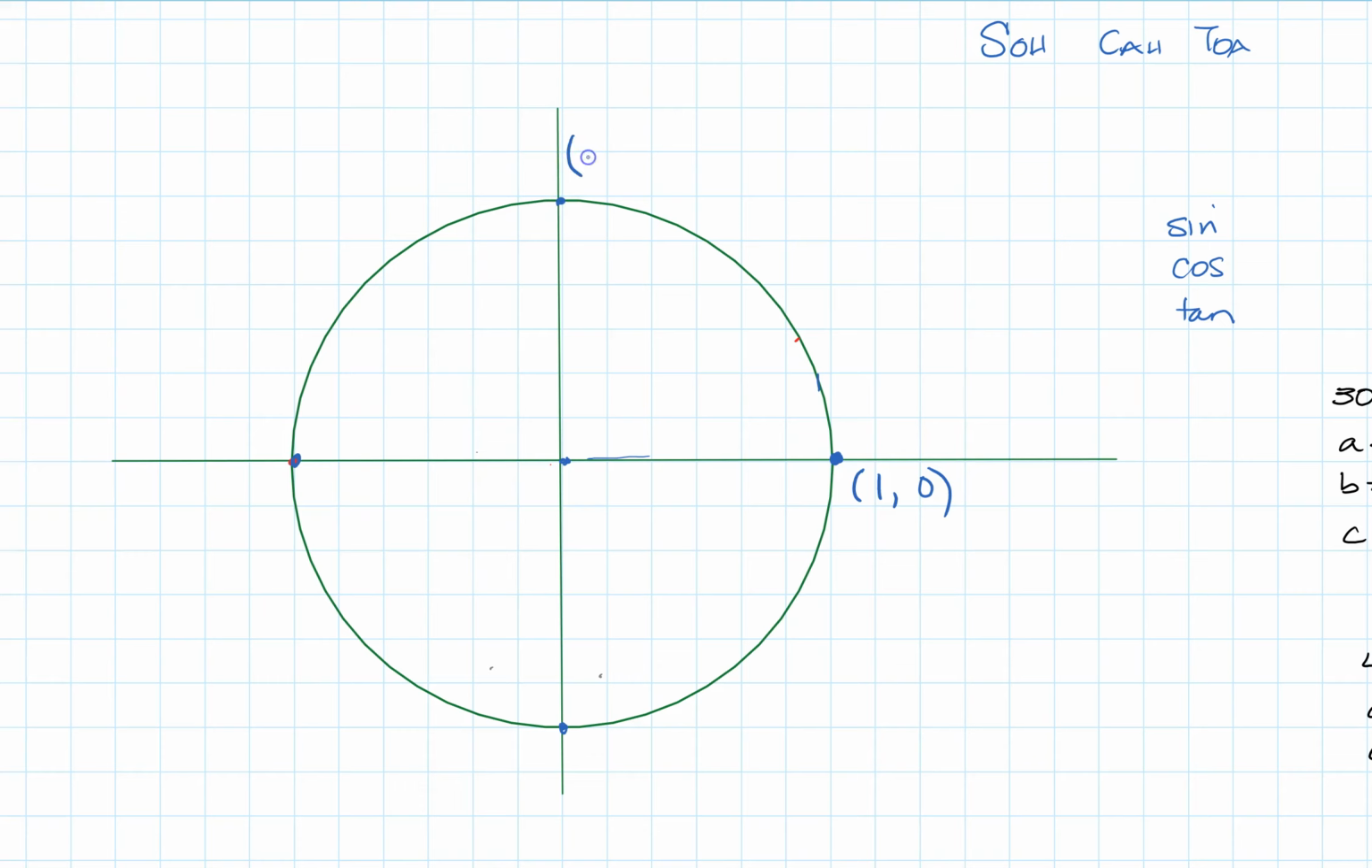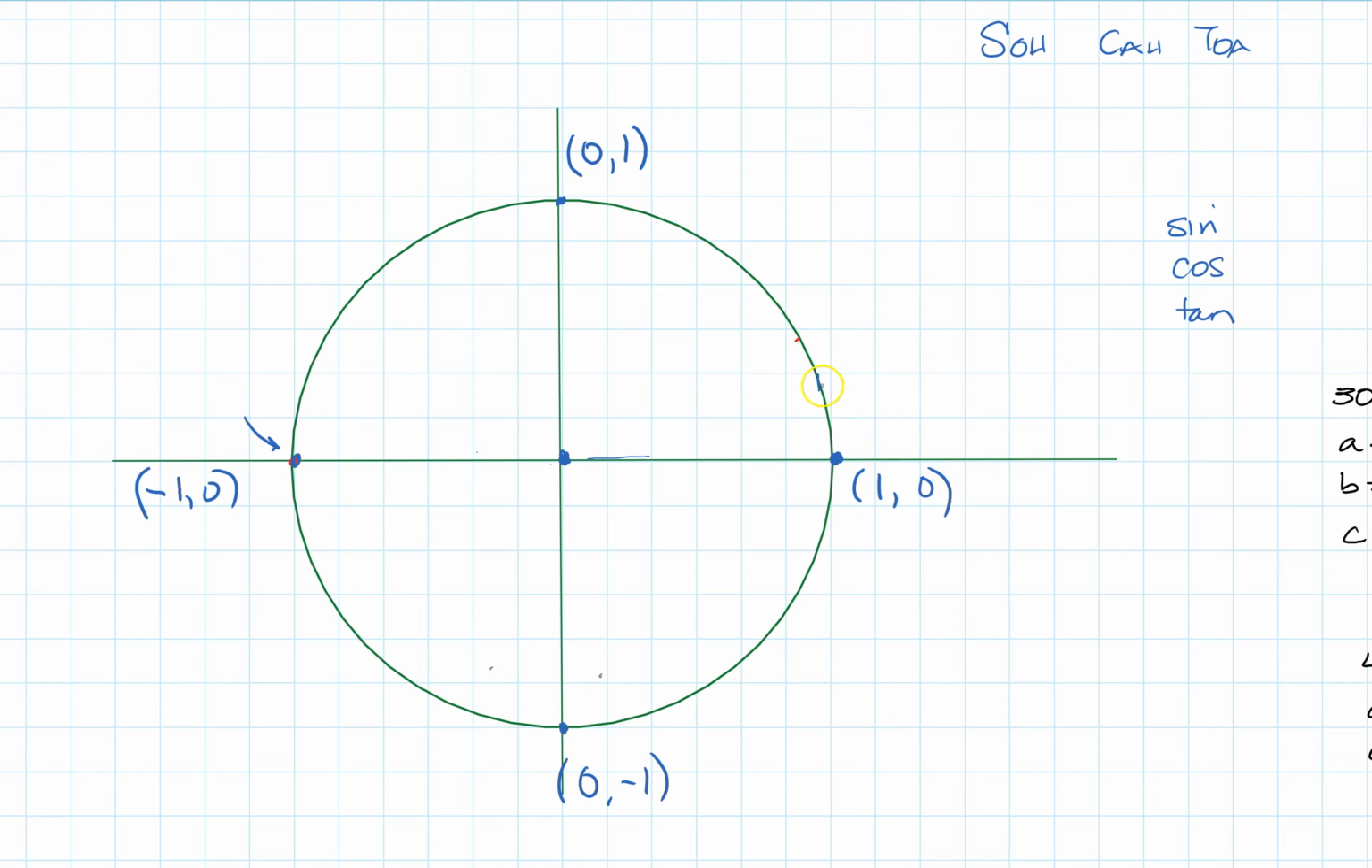This point right here, of course, would be 0 on the x and 1 on the y if I had a radius that extended from here to there. If a radius extended from this point to this point, it'd be -1, 0. And this point right here is actually 0, -1.